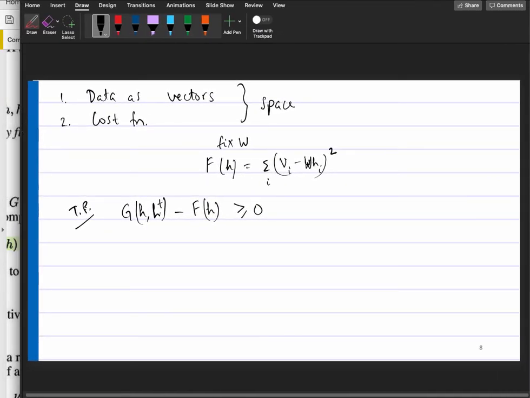Okay, so what is my G? So G minus F will essentially become H minus HT transpose. This is basically K, right? And the term from F will be W transpose W times H minus HT is greater than or equal to 0. Right? I think this is what it comes out to be.